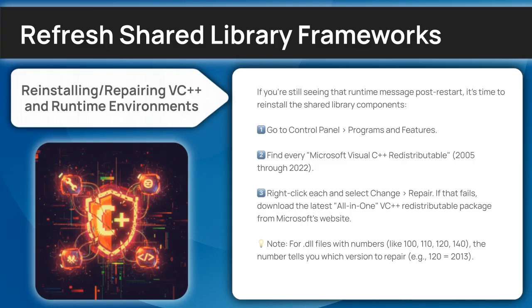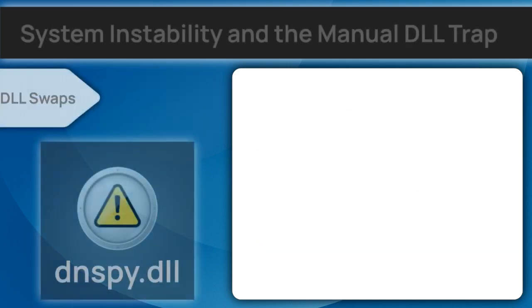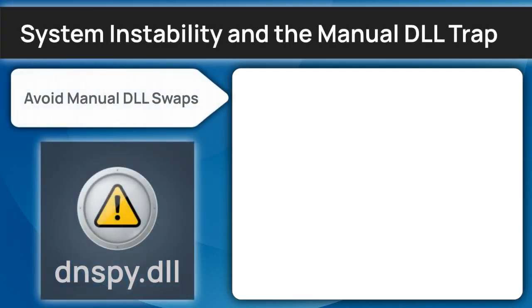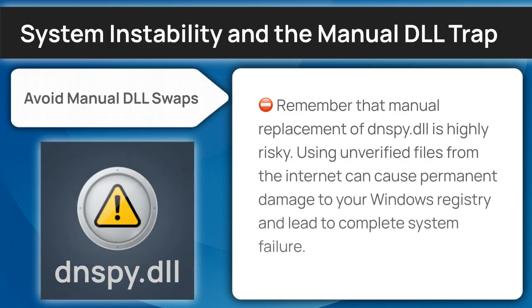Please note that for DLL files with numbers, the number tells you which version to repair. For example, 120 equals 2013. For a clean and stable recovery, it's important to stay within verified developer ecosystems. The statistical risk of a blue screen of death increases significantly when you attempt to manually swap out critical files like Dnspy Library DLL within your System32 or syswow64 folders.